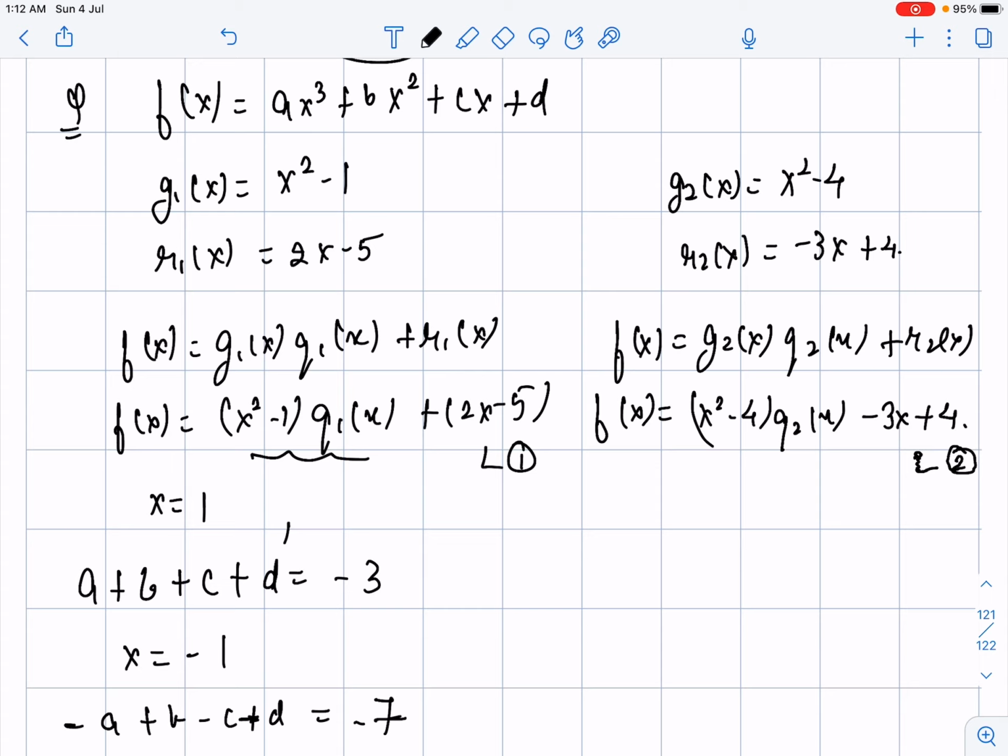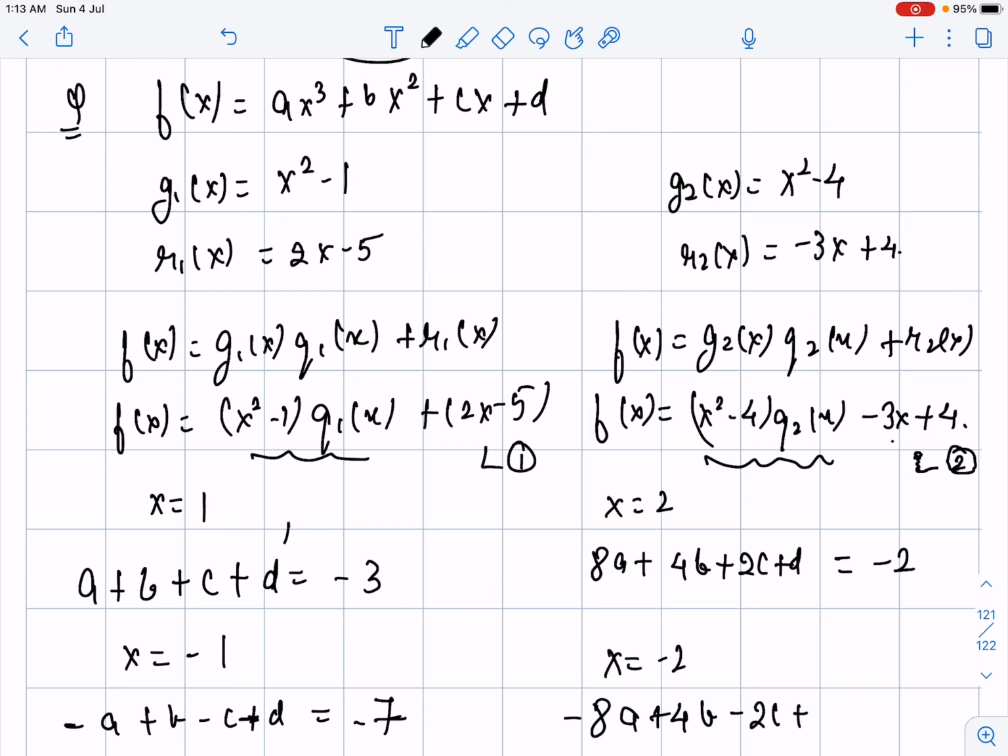Then we will substitute the value of x is equal to 2 over here. So f of 2 becomes 8a plus 4b plus 2c plus d. This becomes 0, then minus 6 plus 4 is minus 2. I substituted x is equal to 2 in equation 2. Now x is equal to minus 2 in equation 2. So I will get minus 8a plus 4b minus 2c plus d is equal to 10.